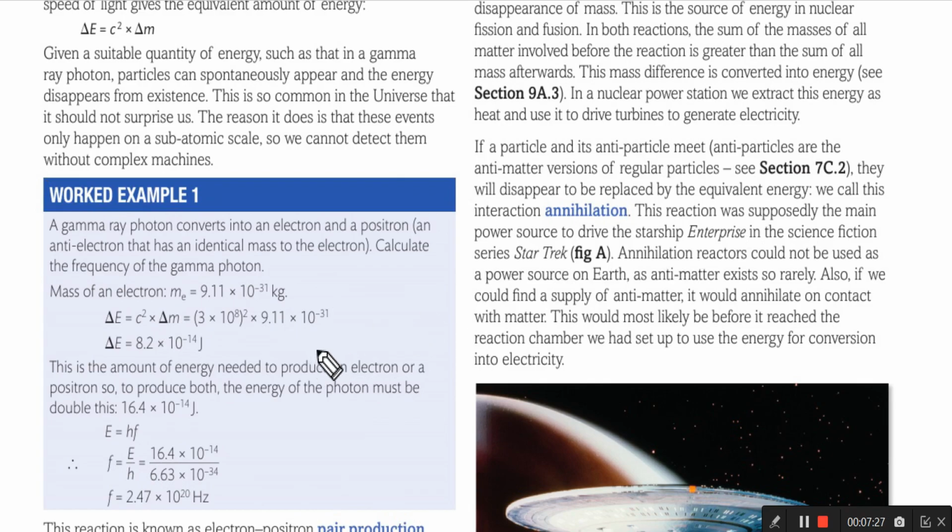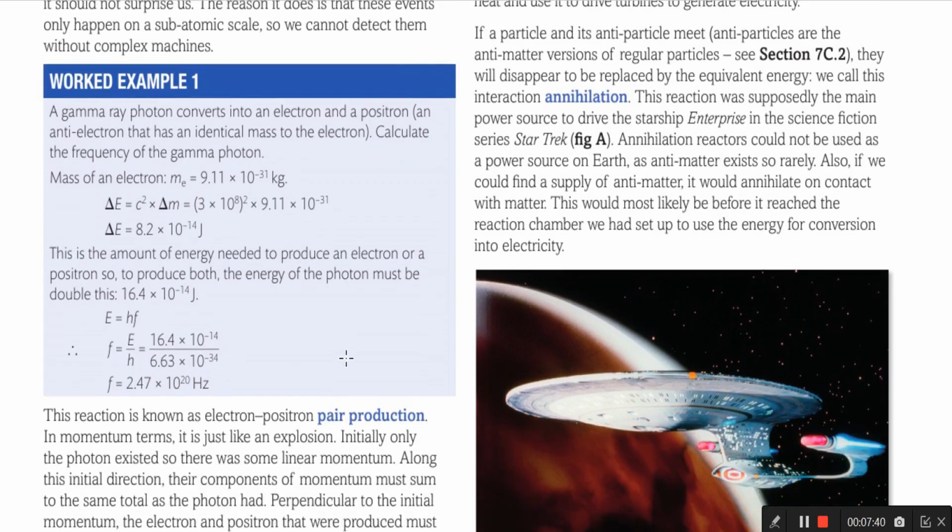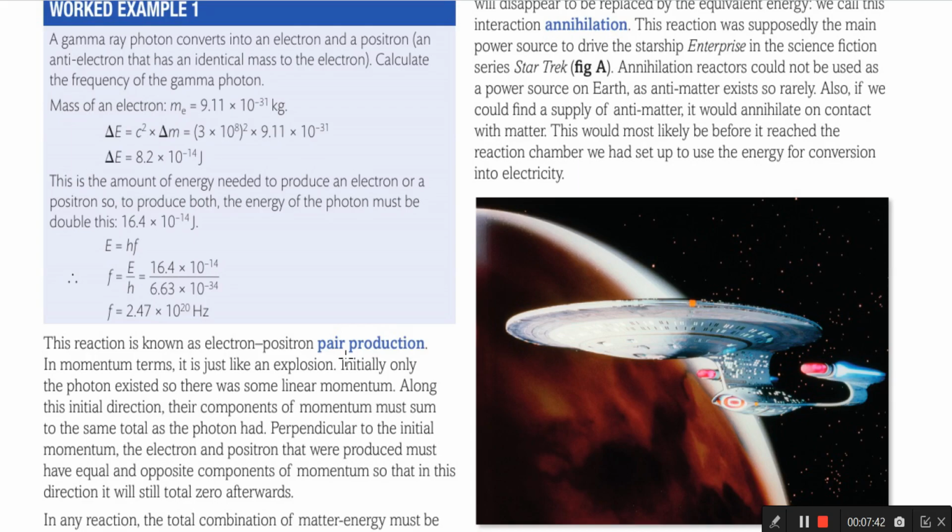So in this way, we can use this famous Einstein equation to calculate the frequency of the photon. This phenomenon is also known as pair production. This reaction is also known as electron-positron pair production. Remember, it is also known as creation. Here, an electron and a positron are produced.